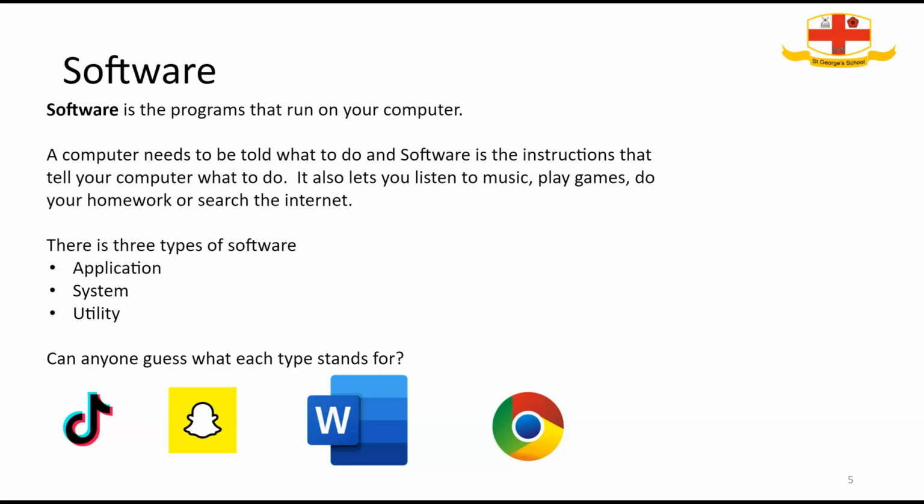Software is programs that run on your computer. There are three types of software: application, system and utility. They're the ones you need to know.